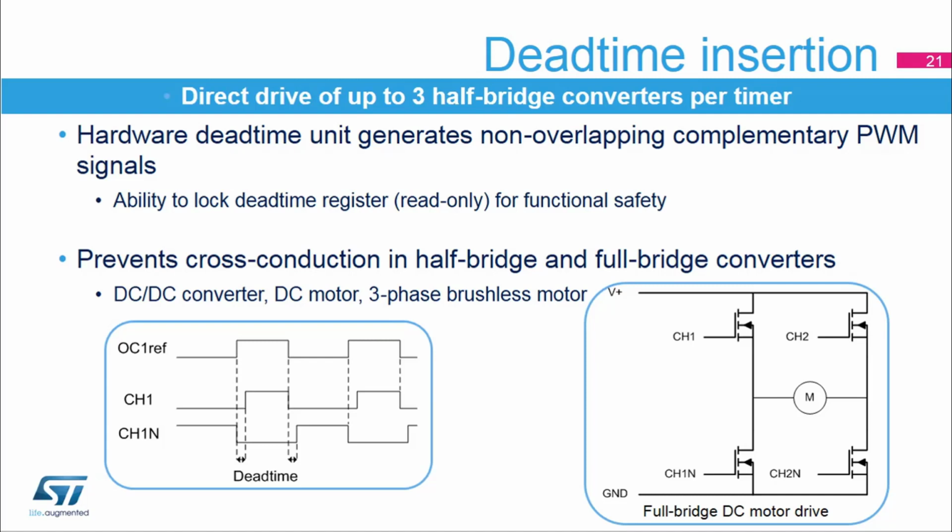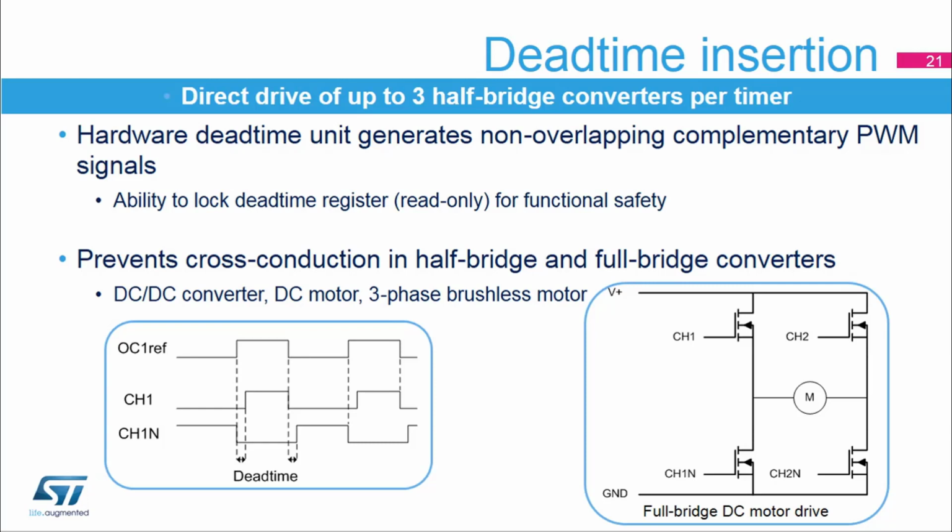The Deadtime duration is programmed with an 8-bit value. This value can be locked by the user to prevent this critical value from being corrupted during runtime. This is done by setting a write-once lock bit, which switches the Deadtime register into read-only mode until the next MCU reset.